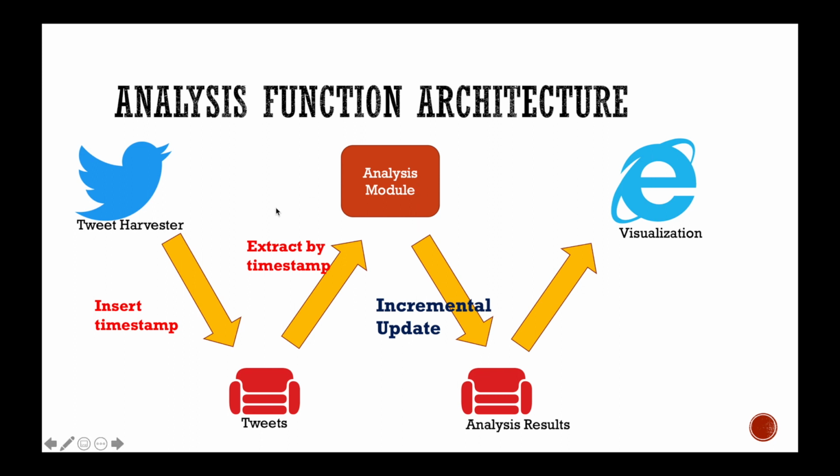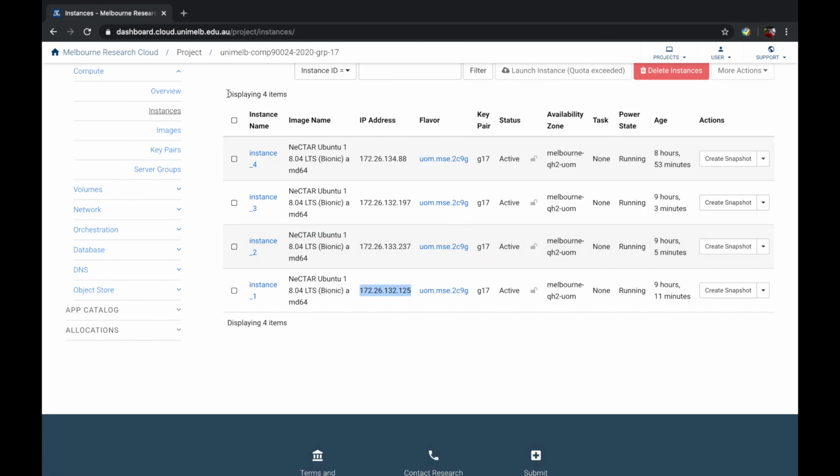So this architecture also simplifies our deployment. We don't need to migrate millions of tweets here. We only need to migrate the analysis results from the development phase to the deployment, and then just let the system go get more tweets and do more analysis. And then let's go to our CouchDB web portal to check our MapReduce functions.